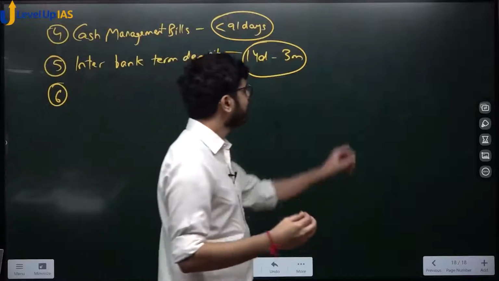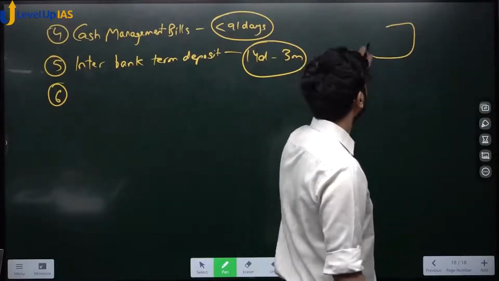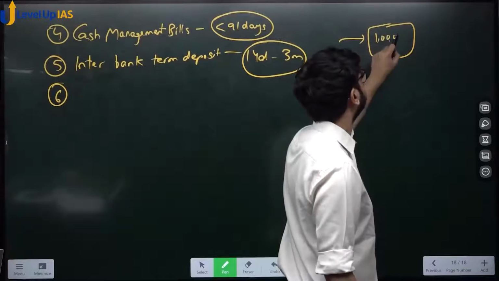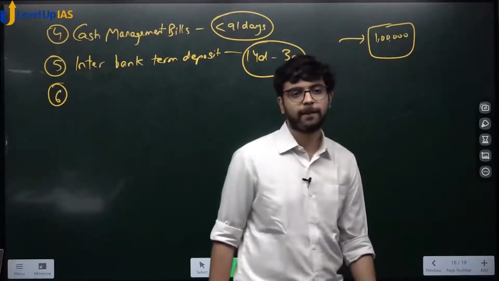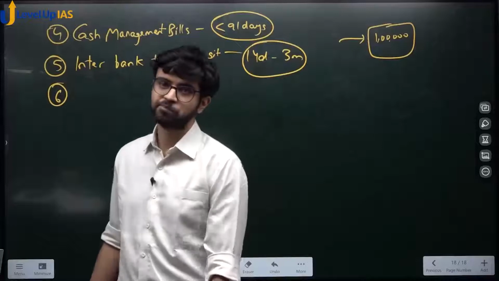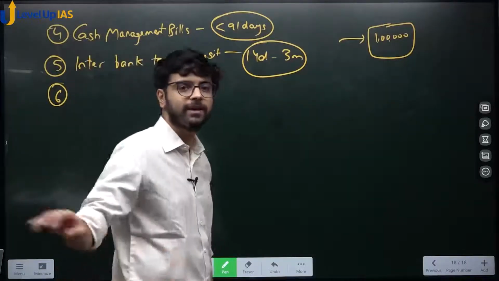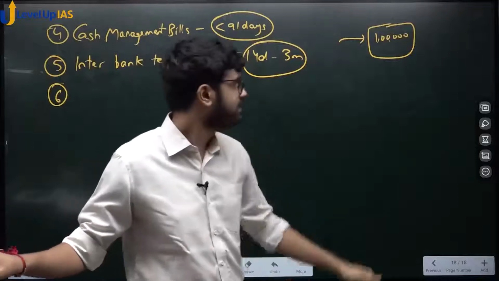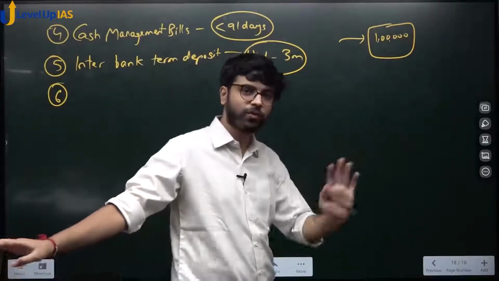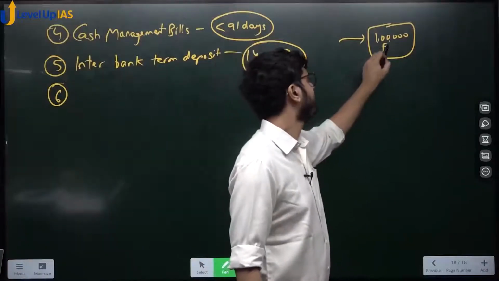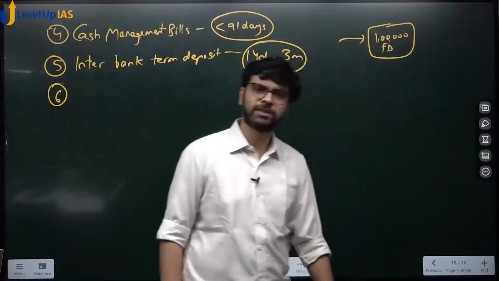Now I am going to teach you something very interesting. You go to a bank. You deposit 1 lakh rupees. What will the bank do with that? It will give loans. Okay? Will the bank give you a receipt against this 1 lakh? Assuming this is a fixed deposit, the bank will give you a fixed deposit receipt. Yes or no?